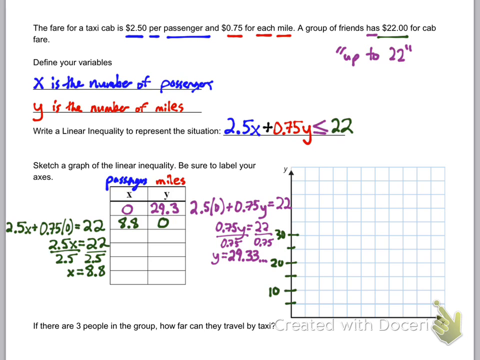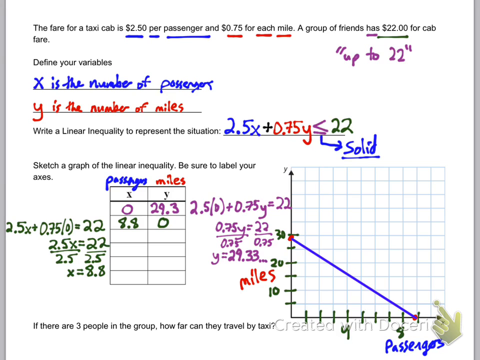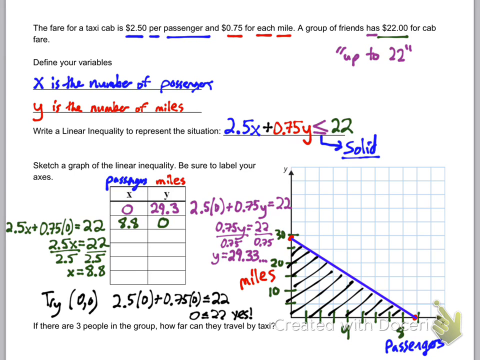Now, let's label our axes, both with numbers and with our words. So x is passengers, y is miles. When x is 0, y is 29.3, and when y is 0, x is 8.8. So there are our 2 points. I do need to ask, is this going to be a solid or a dashed line? You notice it's underlined, so it is going to be solid, and those are going to be connected. Lastly, we need to try a number. Let's try (0, 0). If you put no people in the cab and go no miles, that is just fine. So 0 is less than or equal to 22. Both of those make sense. So (0, 0) is included. So I'm going to shade all the things underneath that line. That means we could do any of those points, any of those numbers of passengers, and any of those numbers of miles.